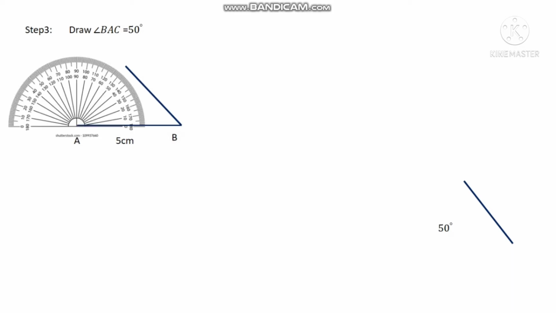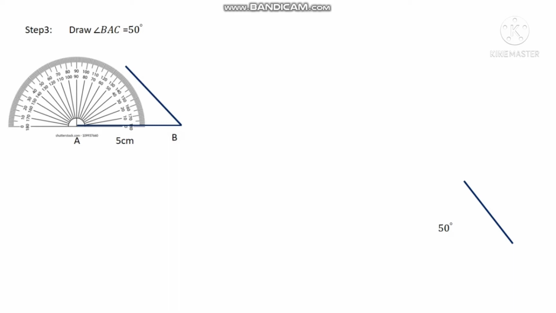Now step number 3, draw angle BAC equals 50 degrees. BAC means that we draw the angle at point A. First of all, draw the line segment AB 5 centimeters and the angle at B which is 60 degrees. Now draw an angle of 50 degrees at point A. So place the protractor at point A.